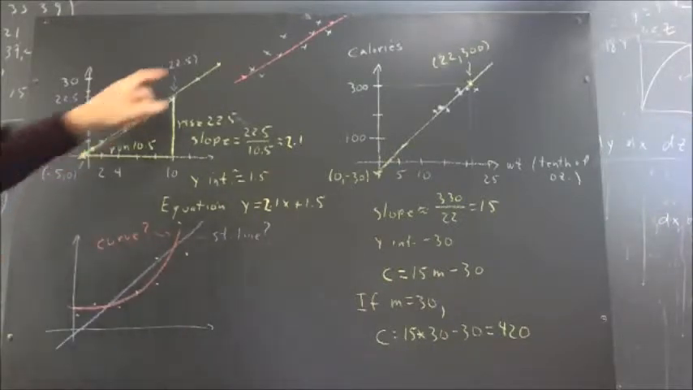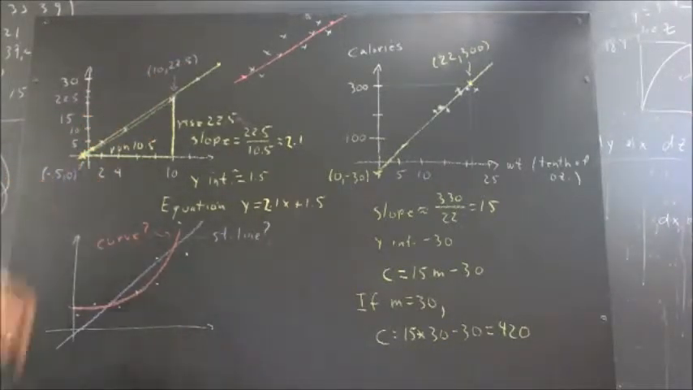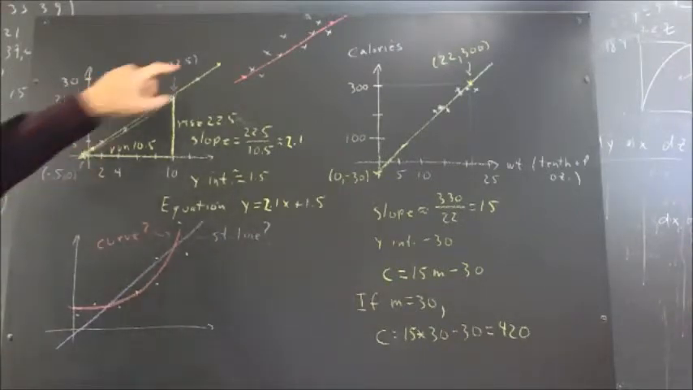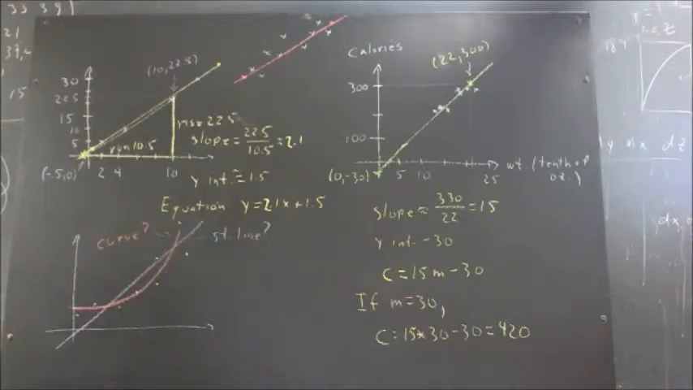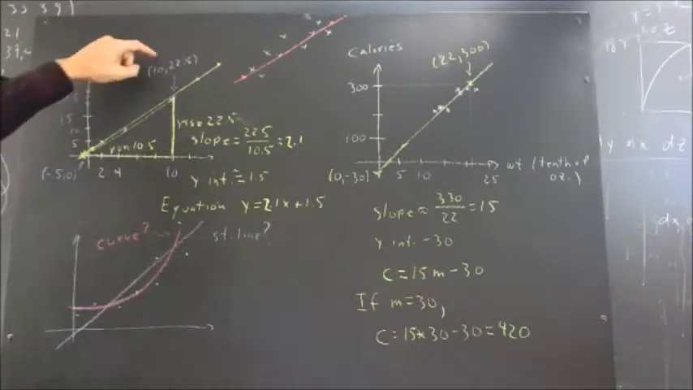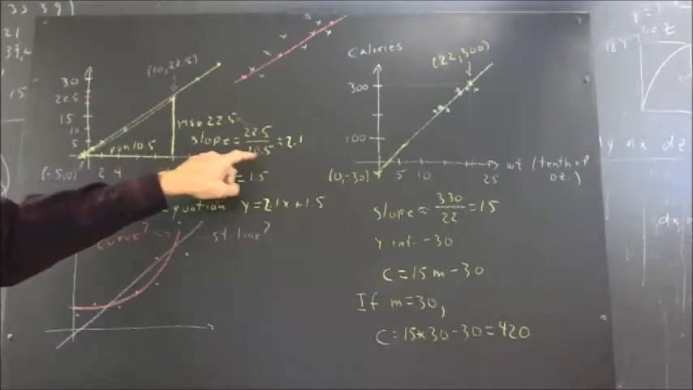as the other point, and then we calculate the slope based on these 2 points. Well, from this point to this point, the rise is from 0 to 22.5. That's a rise of 22.5. And the run is from negative 0.5 to 10. That's a run of 10.5.